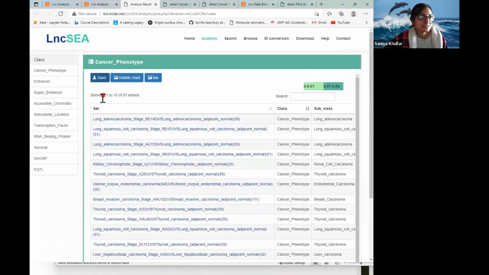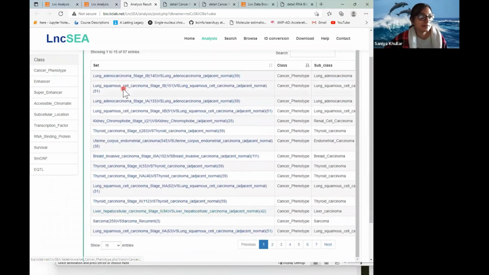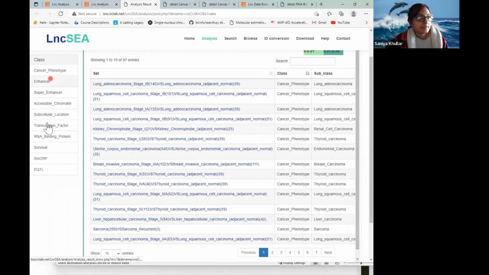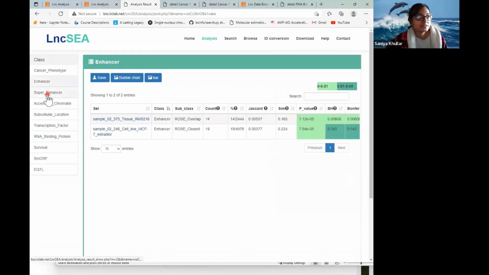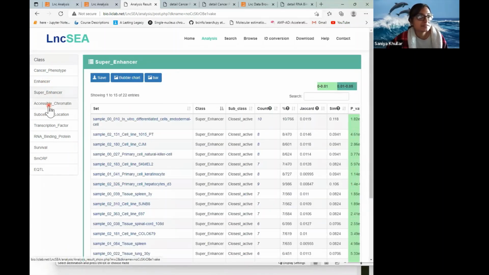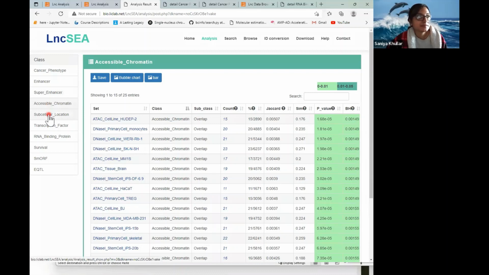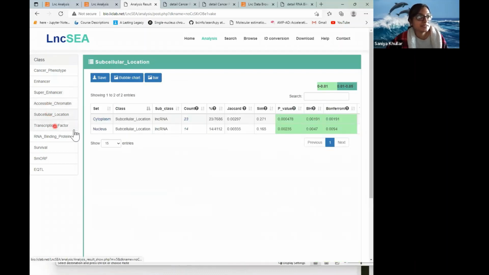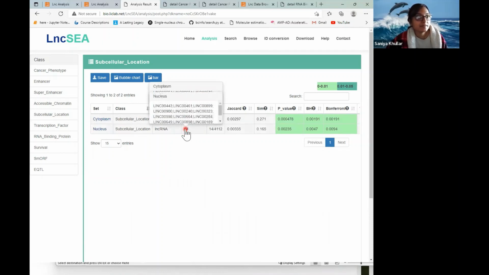But you have this cancer phenotype as well. There's quite a lot going on here. They even have even more results. So you see that it shows you the classes that are significant. If nothing showed up, then it won't show those to you. You can see enhancers, super enhancers, accessible chromatins, subcellular localization, cytoplasm, and nucleus, that's where those long non-coding RNAs are, like 23 of them on the cytoplasm, usually, and 14 of them on the nucleus.